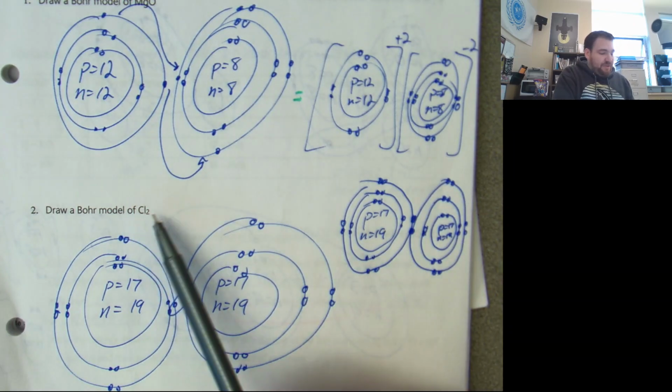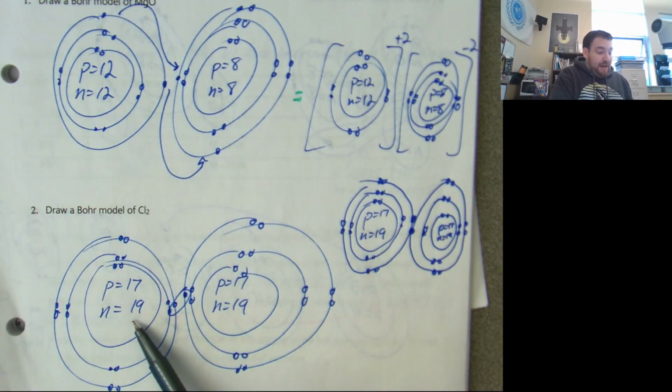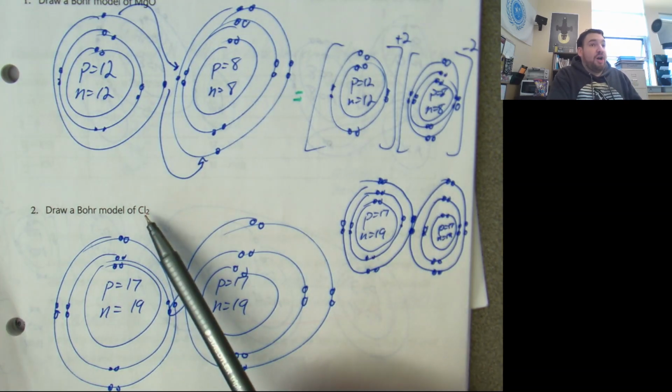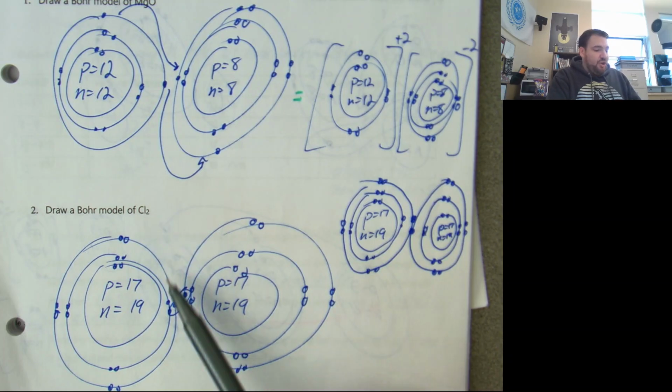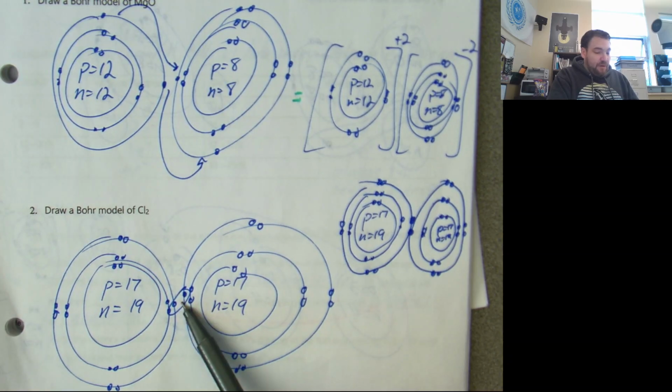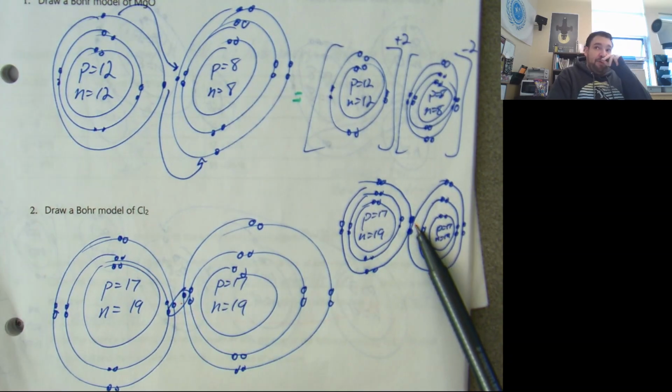Cl2 would have looked like this. Well, Cl2, the chlorines are really big. Chlorine's a crappy one to draw, I'm sorry. But they're both nonmetals, so they're going to share that outer pair. So we redraw with an overlap on the outside.